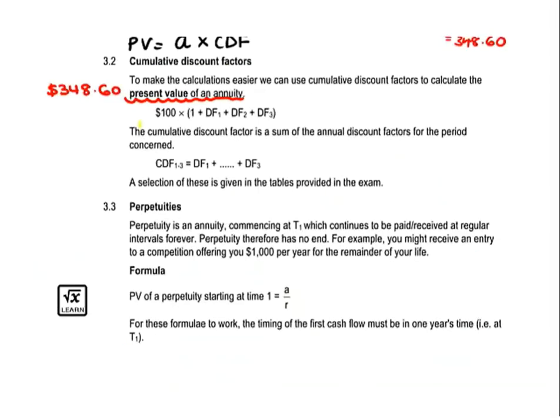Rather than it being the same amount for a set period of time, we can also have a perpetuity, which has no end. So that amount, that $100, is paid every year into infinity. The present value of a perpetuity is equal to the amount times by 1 over R, or the annuity divided by R. For the formulas to work, as we've said, with either a perpetuity or an annuity, the first payment must be in 1 year's time.